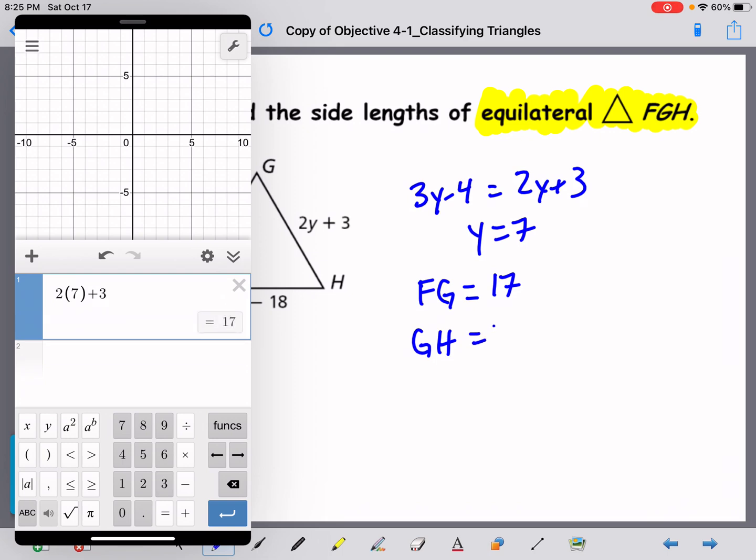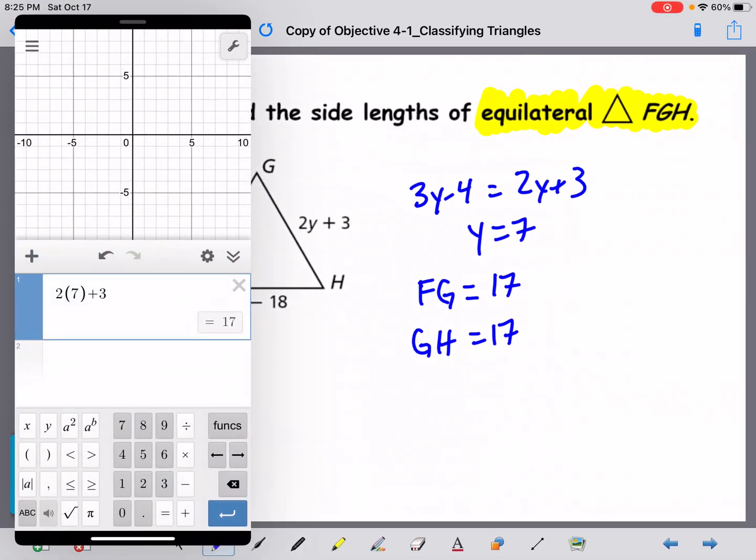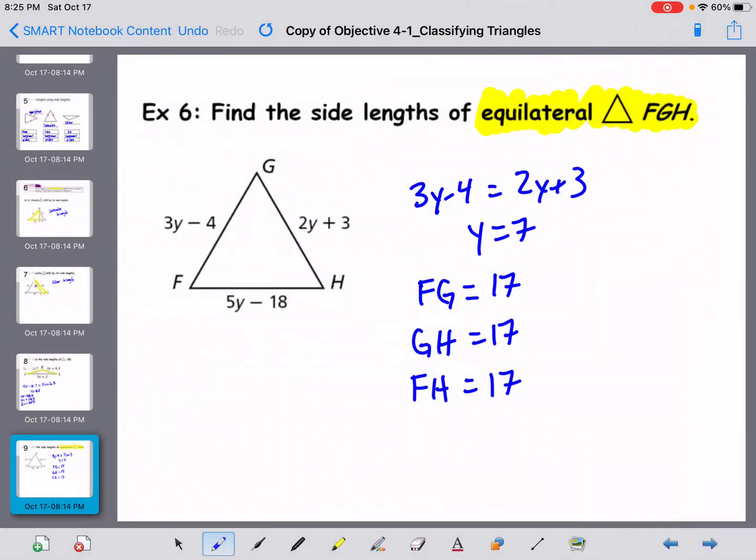wow, GH equals 17. And what's FH going to equal? Yeah, they're all three equilateral. We said that at the beginning of the problem. So all three of those are going to be the same number. Now, I just substituted them into two of them just to check to see if I did anything wrong. Maybe I typed in something wrong. Maybe I solved for it incorrectly. But that's it for today.